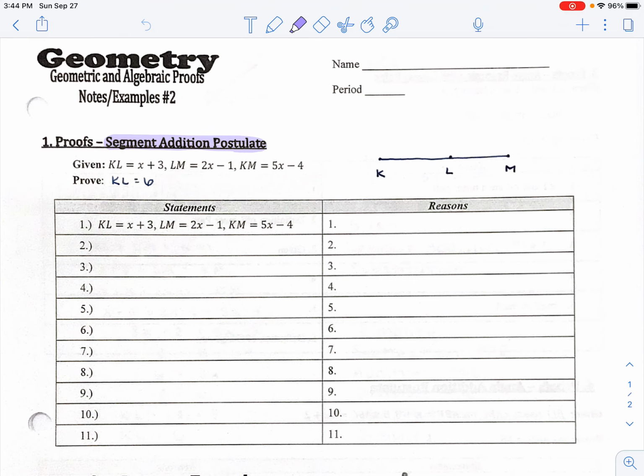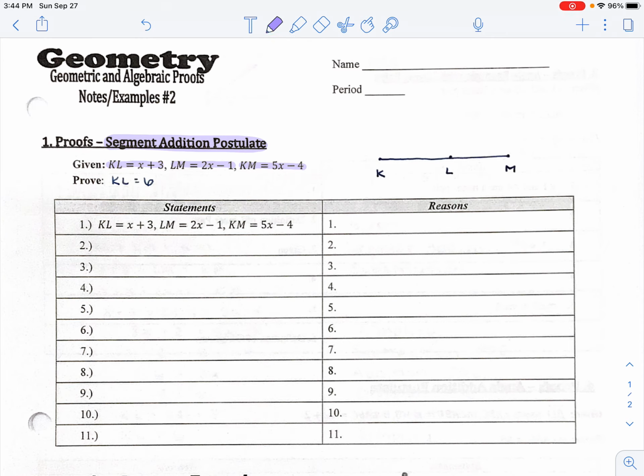Alright, so this is what a lot of proofs are going to be utilizing, the segment addition one. These quickly turn into an algebraic one. So what they tell us here is our given, we actually have three different givens here. It says that KL equals x plus 3, LM equals 2x minus 1, and that KM equals 5x minus 4.